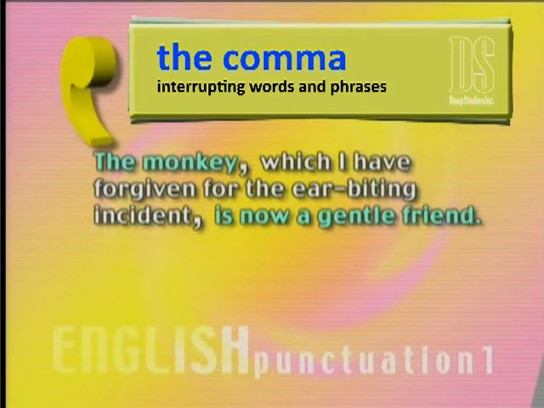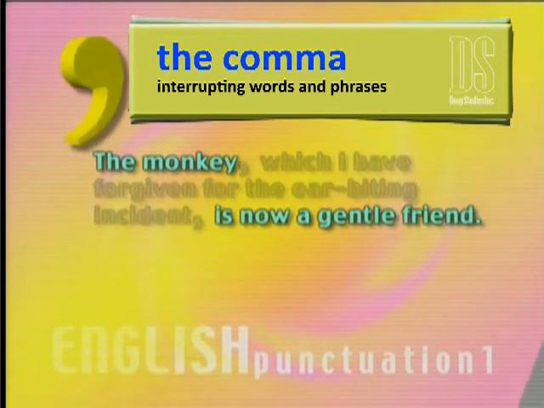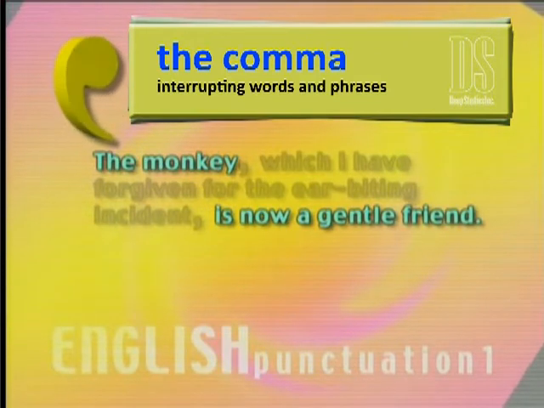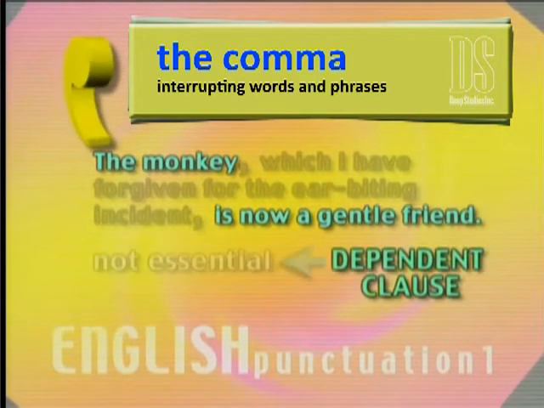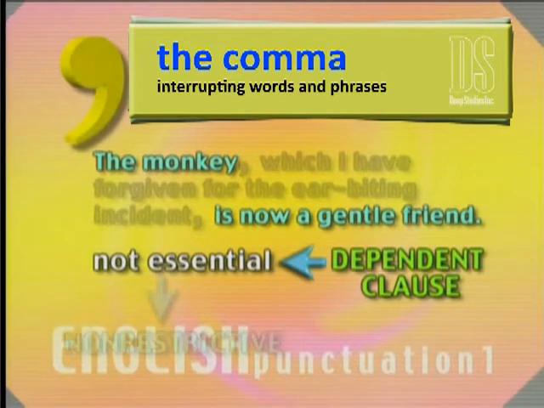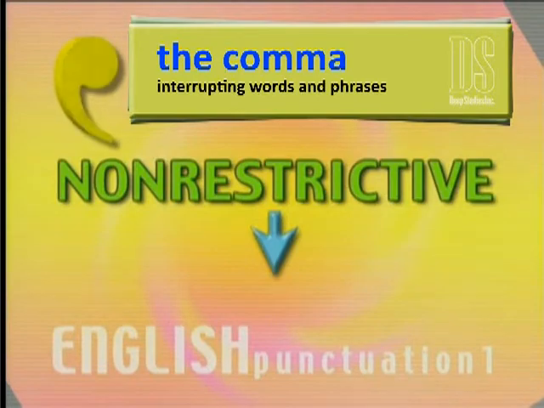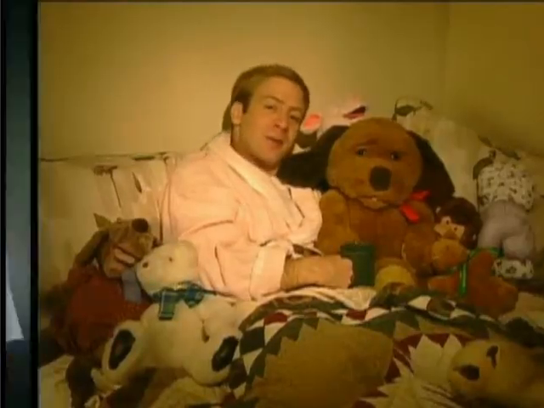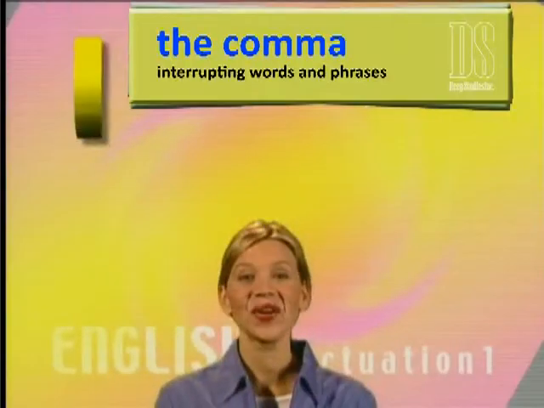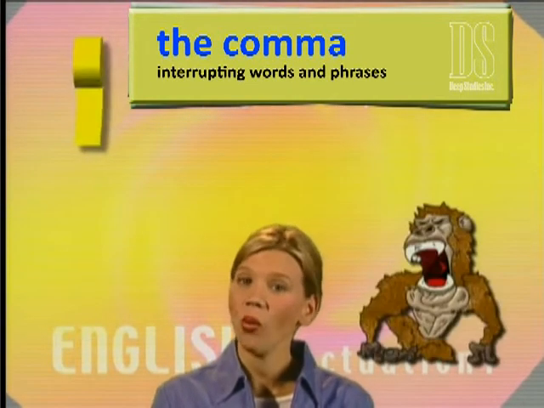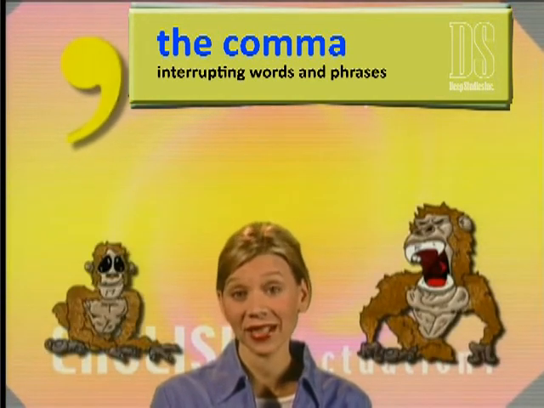But check this out. It can be removed without damaging the main point, which is the current status of the relationship the monkey and I now share. And if our dependent clause is not essential to our sentence, it's non-restrictive, and it's why we've used commas. Non-restrictive, comma. Restrictive, no comma. Okay. Now suppose we had two monkeys, one that bit us in the ear and one that didn't.